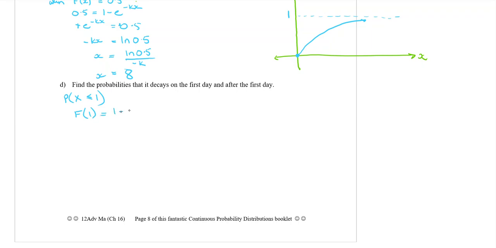So that would be 1 minus e to the negative, I'm putting in my value of k in here, times 1 for the x value that I'm subbing in. That's equal to 0.083. Hence, or otherwise, if I wanted to find the probability that it decays after the first day, I would want to find the probability of x is greater than 1, which would be, because the probabilities have to add to 1, I could just do 1 minus the 0.083 that I just found, which makes 0.917.